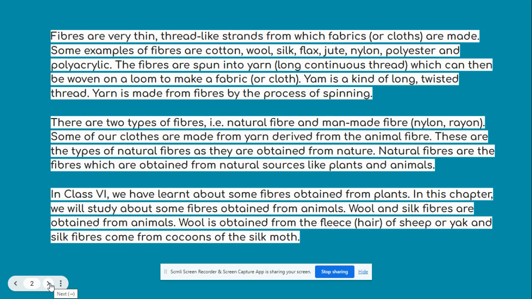Wool and silk are fibers that are obtained from animals. Wool is obtained from the fleece, which means hair of sheep or yak, and silk fibers come from cocoons of the silk moth.